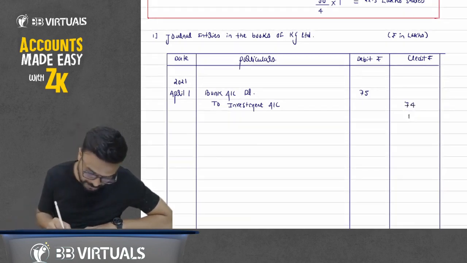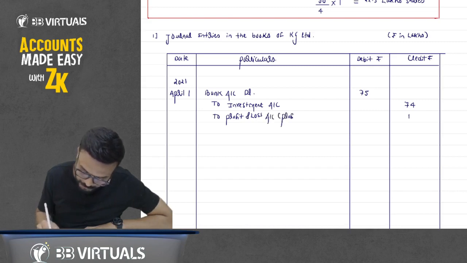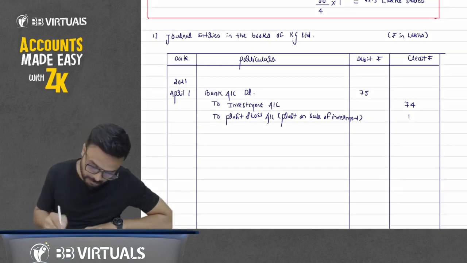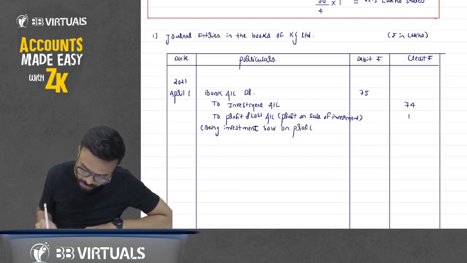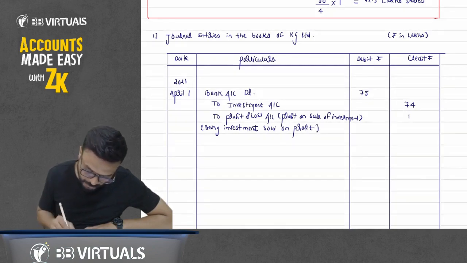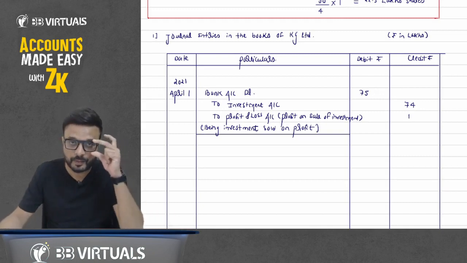This profit we transfer to P&L account. We can write it down: to profit and loss account, in bracket you can write profit on sale of investment. Being investment sold on profit.